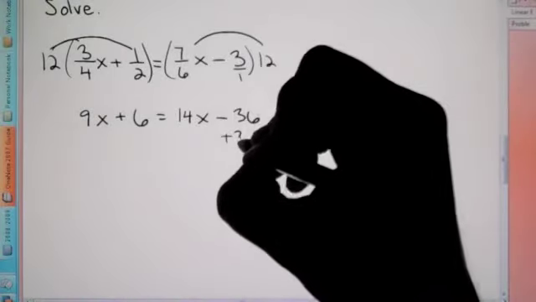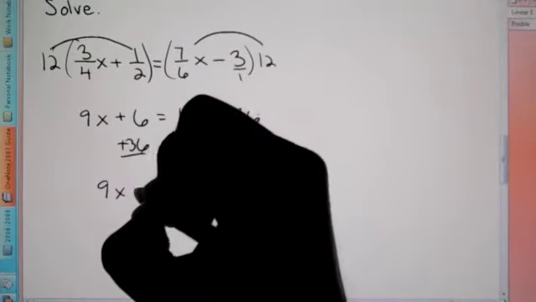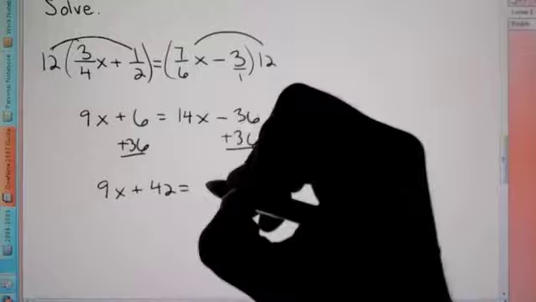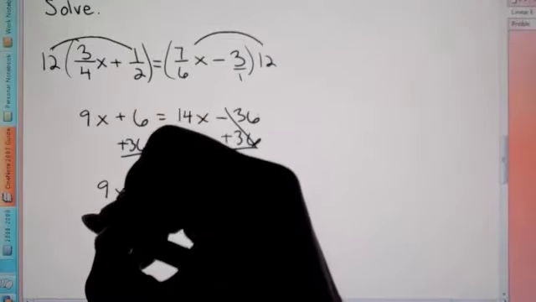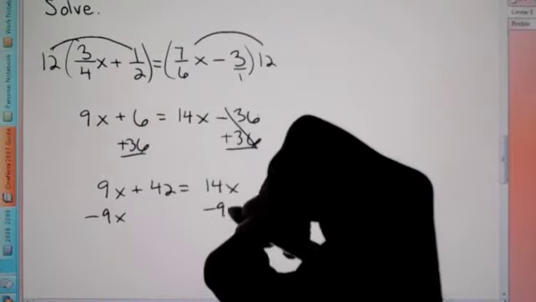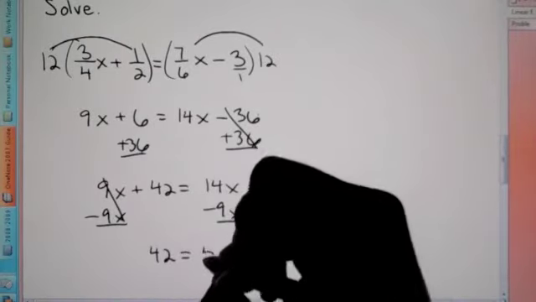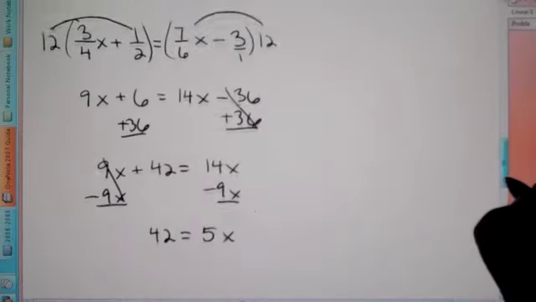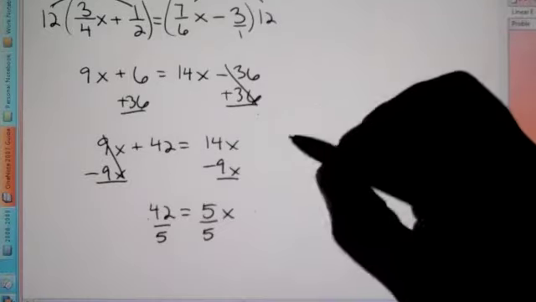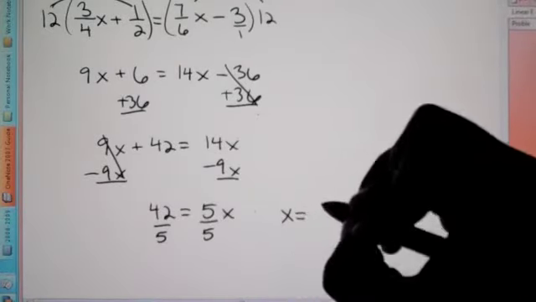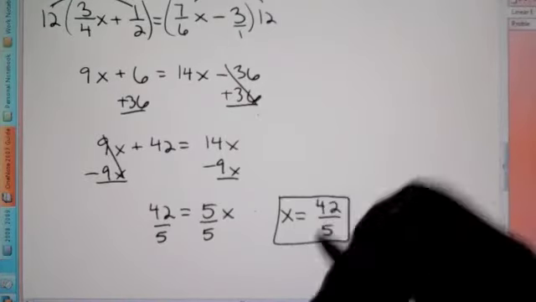So now we're going to move this 36 plus 36. So we have 9x plus 42 is equal to 14x. We move numbers without x to the left, so we need to move numbers with x to the right. Therefore we have 42 is equal to 5x. Lastly, we need to get x by itself, so we're going to divide by 5. Now 5 does not go into 42 evenly, so we just leave it as an improper fraction. There's nothing you can reduce by. And there you have it, 42 divided by 5.